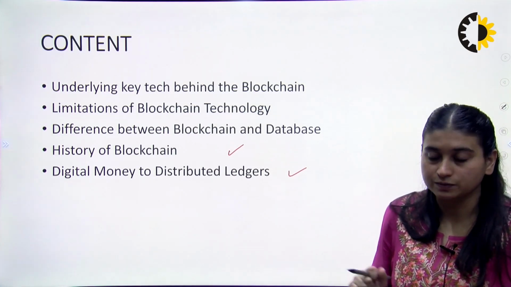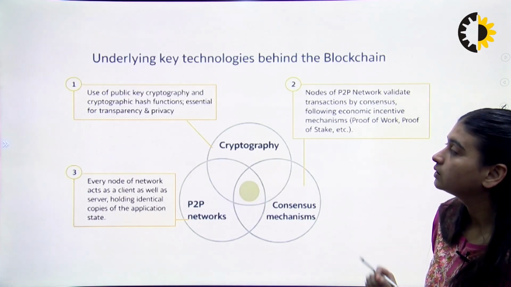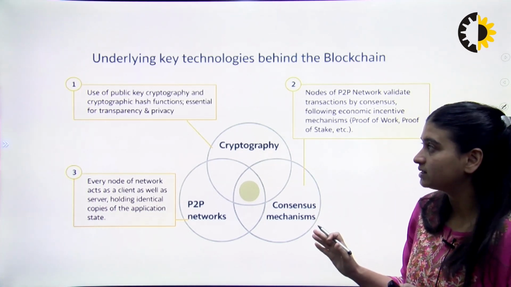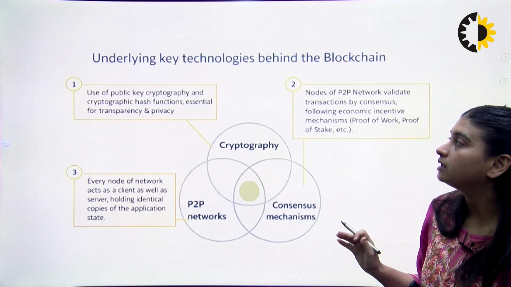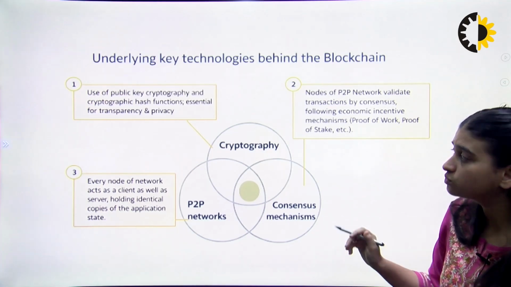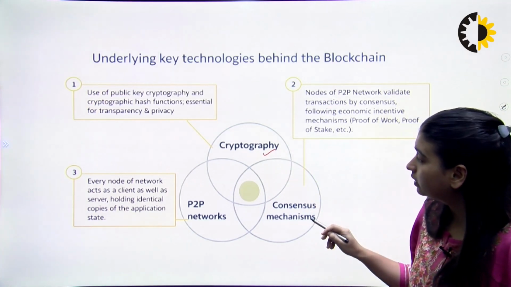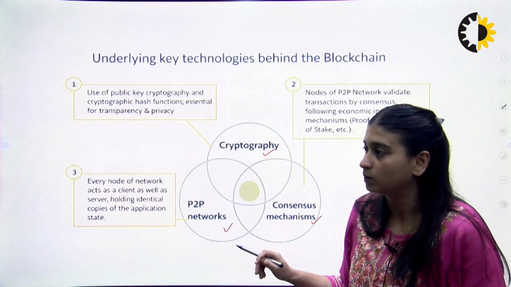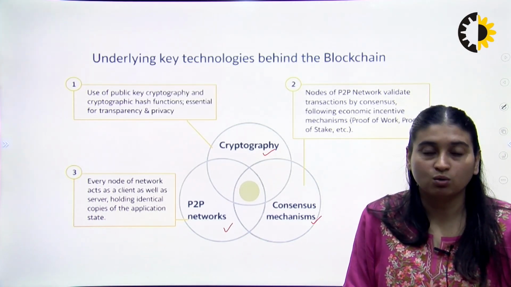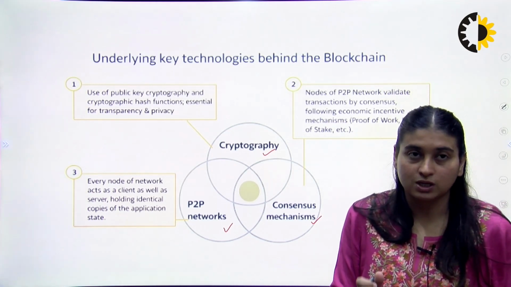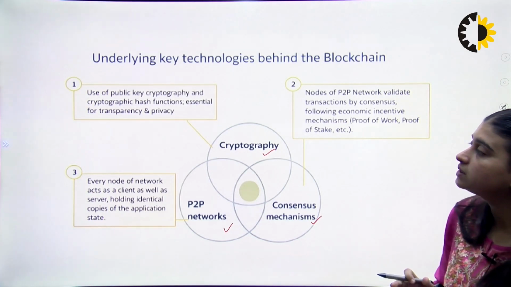the distributed ledgers. Okay, so by this visualization, we can understand that there are a total of 3 key techs behind the blockchain. The very first one is cryptography, the second is consensus mechanism, and third is P2P networks. So these are the core areas, or we can say core of blockchain. The very first one is cryptography.